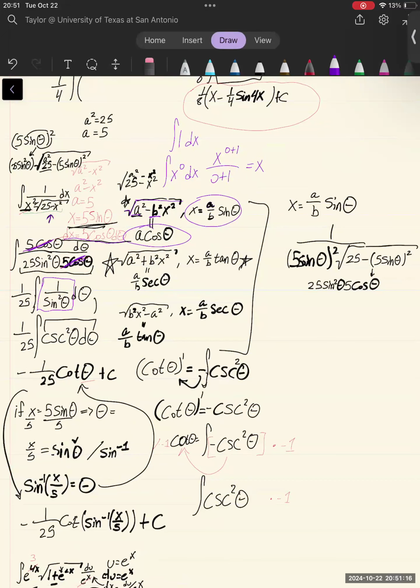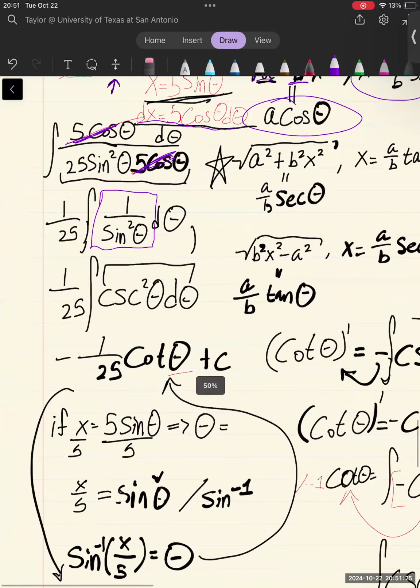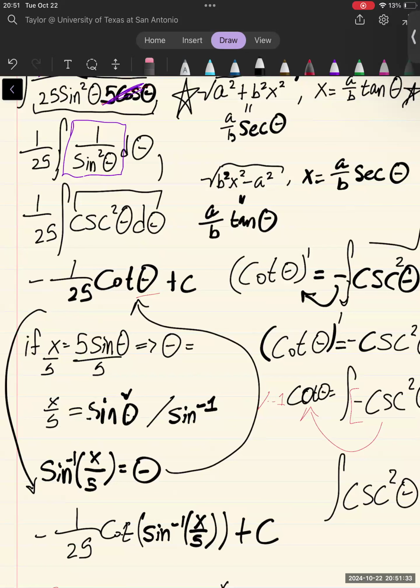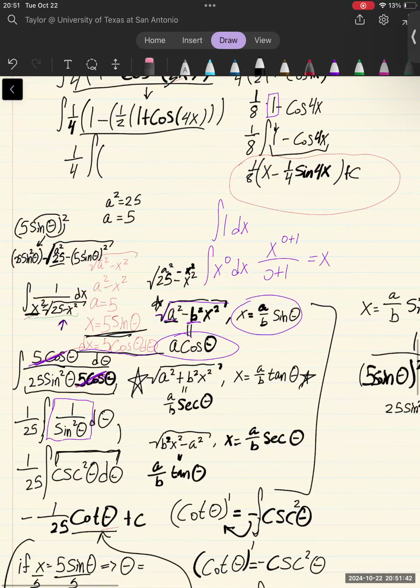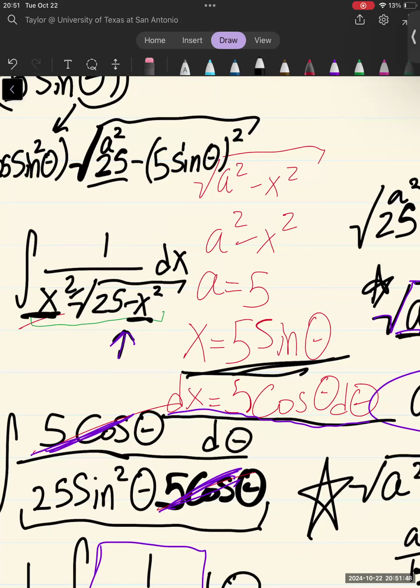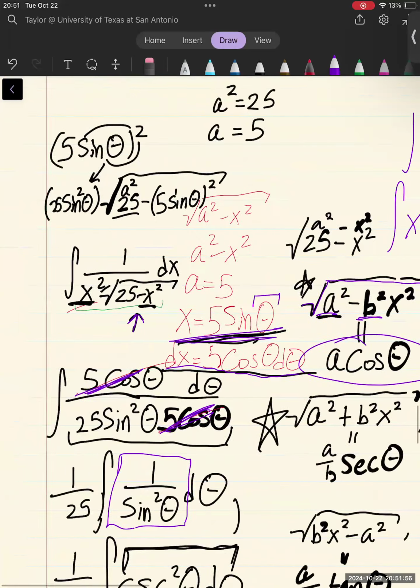So it kind of goes back to the one we did before this with the cosecant. How do we go from just cosecant to cotangent of the sine inverse? Because that part kind of confused me. So in this part in the answer, when we integrated cosecant theta, we got negative 1 over 25 cotangent theta, right? But our original expression is in terms of x. So when we started the problem, we have this relation x equals 5 sine theta. Now what we need to do is isolate theta. And that's what we did down here.